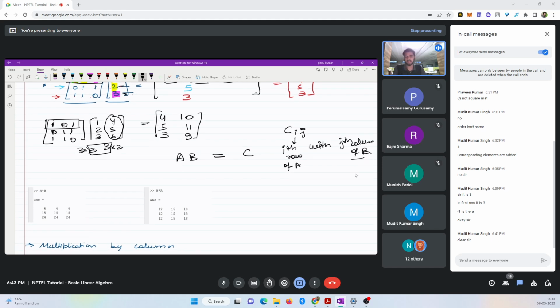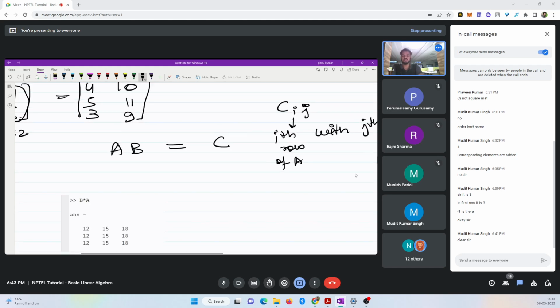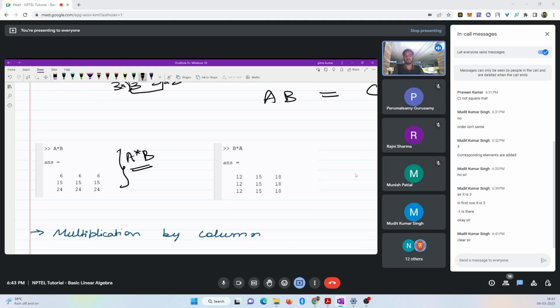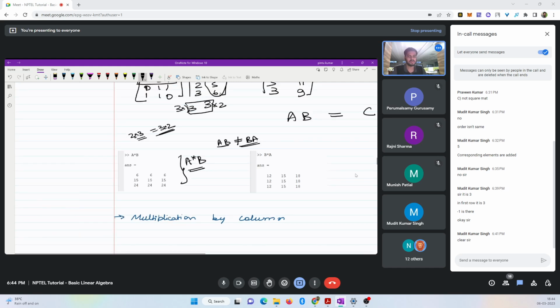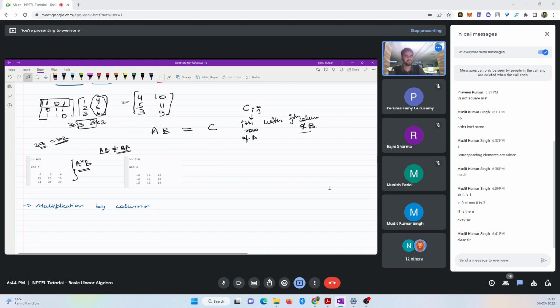Now coming to the MATLAB thing, you just need to write A multiplied by B to obtain your answer. Here I have tried two things. One is A into B, another is B into A. You can see that A into B is not equal to B into A. So matrix multiplication is not commutative. In number calculation, 2 into 3 is always the same as 3 into 2. But in case of matrices, AB may or may not be equal to BA. What I mean over here is that this is not commutative in nature.